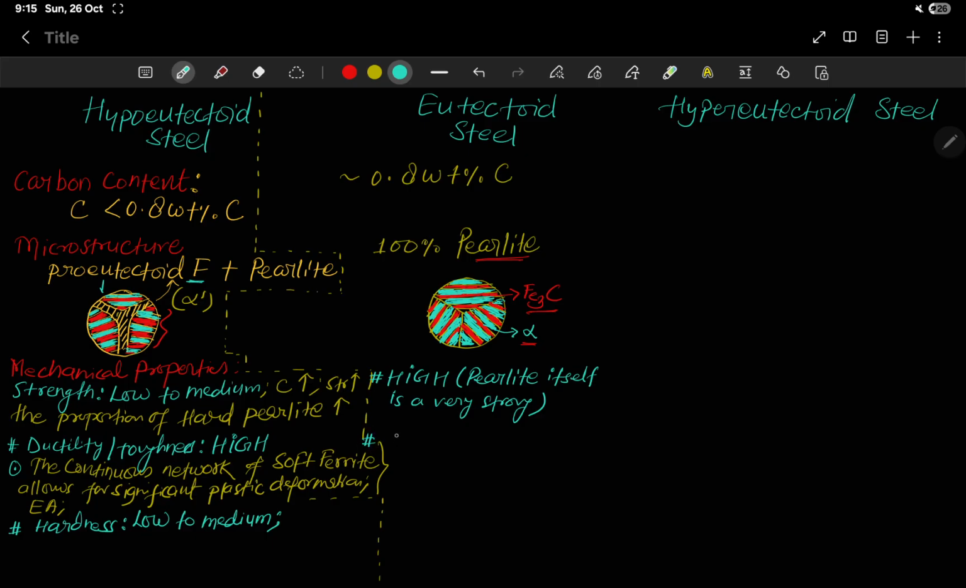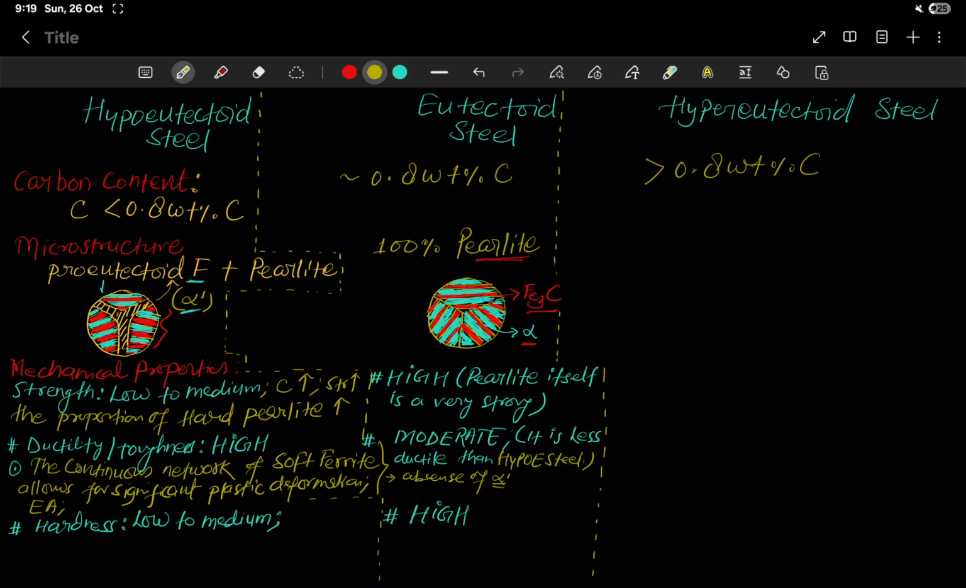Ductility or toughness is moderate here. It is less ductile than hypoeutectoid steel, due to the absence of free ferrite. So it has moderate toughness.